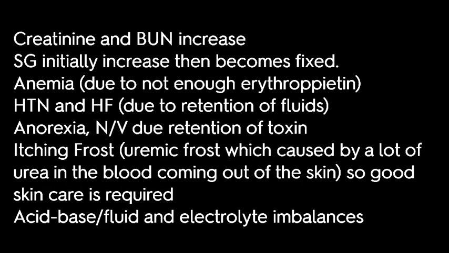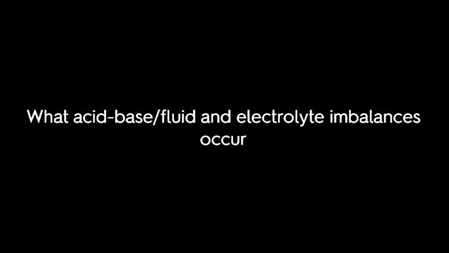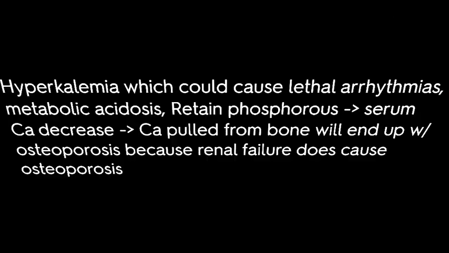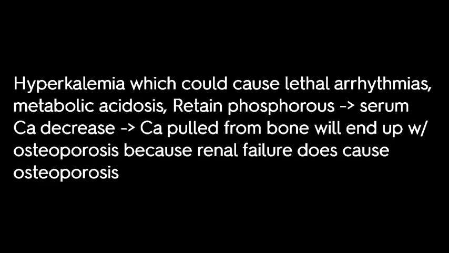What are the SS of renal failure? Creatinine and BUN increase, SG initially increases then becomes fixed, anemia, HTN and HF, anorexia, NV, retention of toxins, itching, frost, so good skin care is required, and acid-base, fluid and electrolyte imbalances. What acid-base, fluid and electrolyte imbalances occur? Hyperkalemia, which could cause lethal arrhythmias, metabolic acidosis, retained phosphorus, serum calcium decrease, and calcium from bone, ending up with osteoporosis because renal failure does cause osteoporosis.